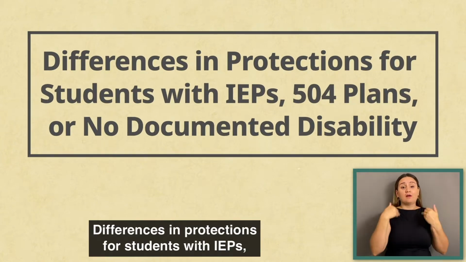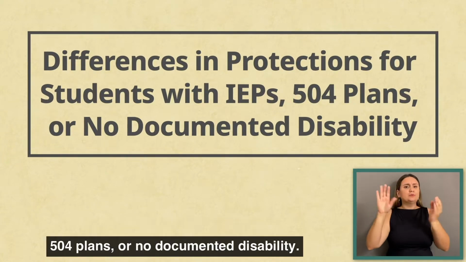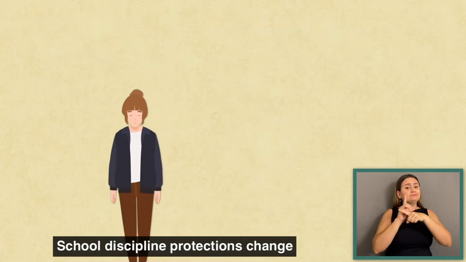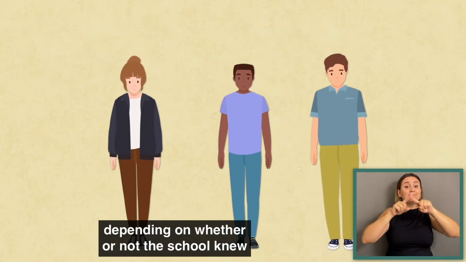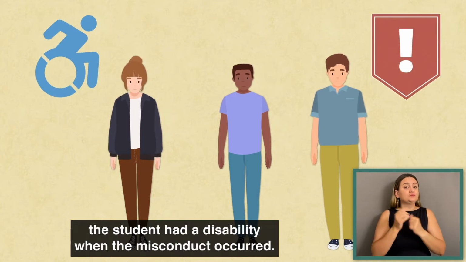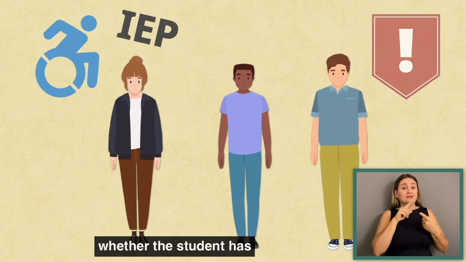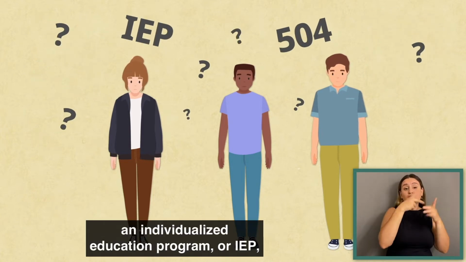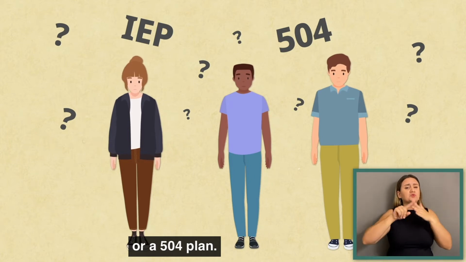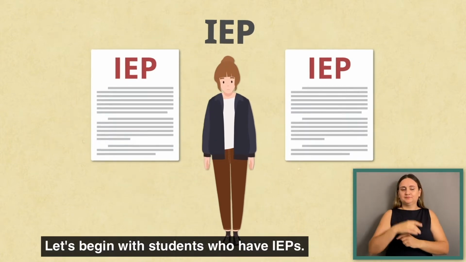Differences in protections for students with IEPs, 504 plans, or no documented disability. School discipline protections change depending on whether or not the school knew the student had a disability when the misconduct occurred, and if so, whether the student has an individualized education program, or IEP, or a 504 plan. Let's begin with students who have IEPs.